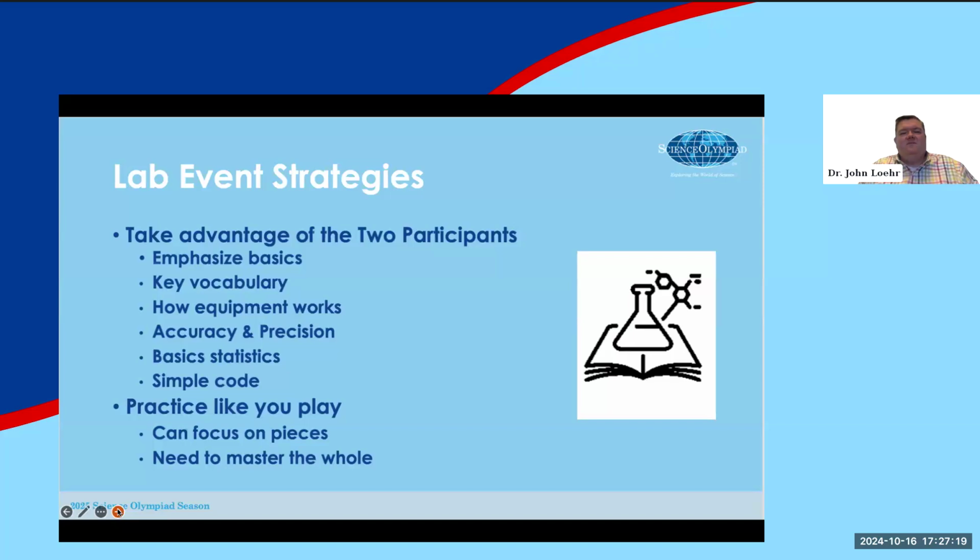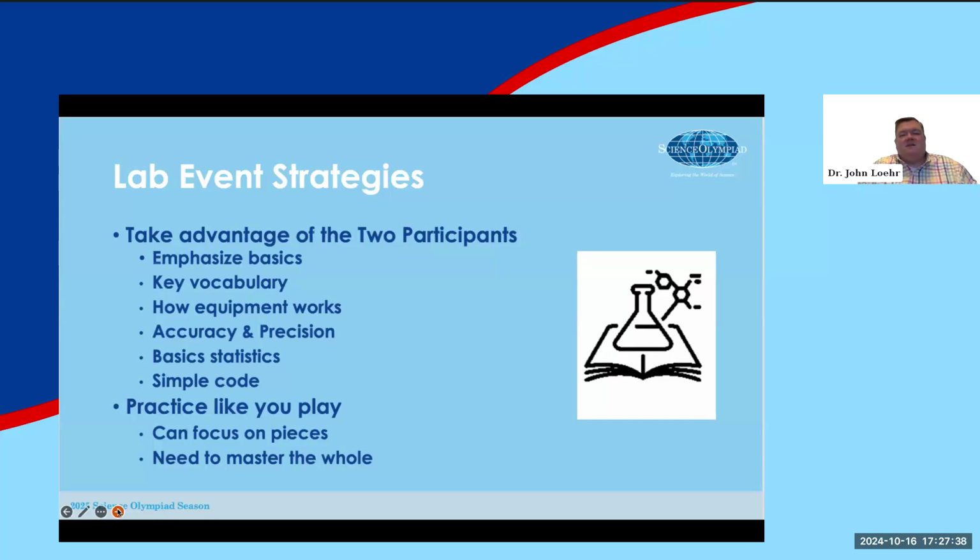When it comes to this lab event, this is a place where I think you want to really think hard about the two participants, right? So how are they dividing the workload? Are there particular tasks or particular things one student is learning versus another student? Big things to talk about, right?